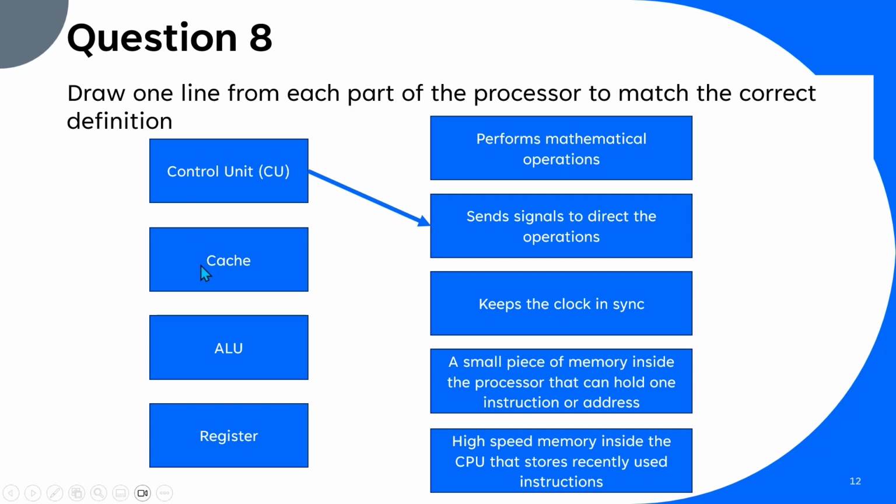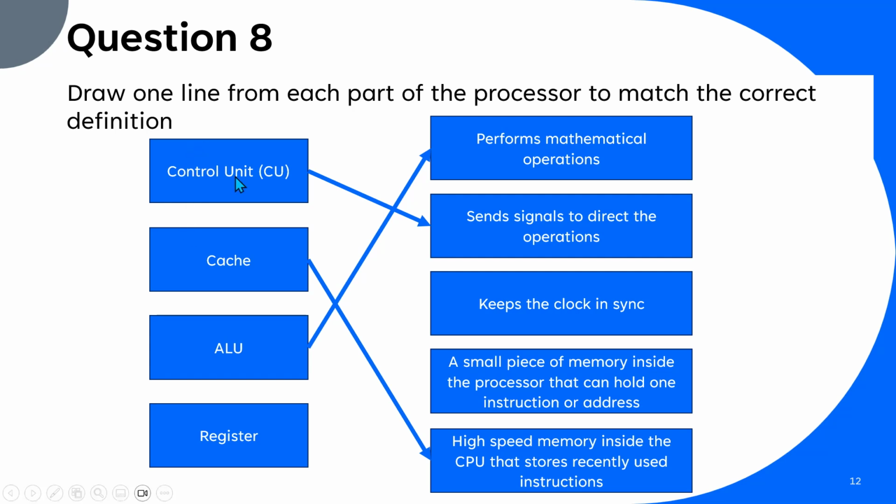Then you've got the cache. Now the cache is that high-speed memory that's inside the CPU that stores recently used instructions for quicker access. Therefore, the line from cache needs to go to the bottom one. ALU, always remember, arithmetic, maths. And for that reason, the ALU goes to the top one, performs mathematical operations.